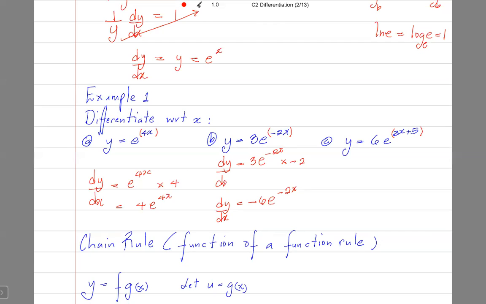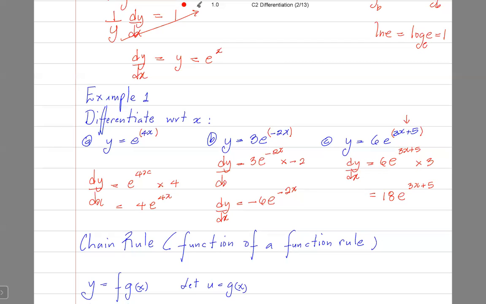To the right, dy by dx, I have 6e to the 3x plus 5. When I differentiate e to the 3x plus 5, it remains the same. Then I have to multiply by the differential of the inside function. If I differentiate 3x plus 5, I should only get 3. And 3 times 6 is 18. So this is 18e to the 3x plus 5.